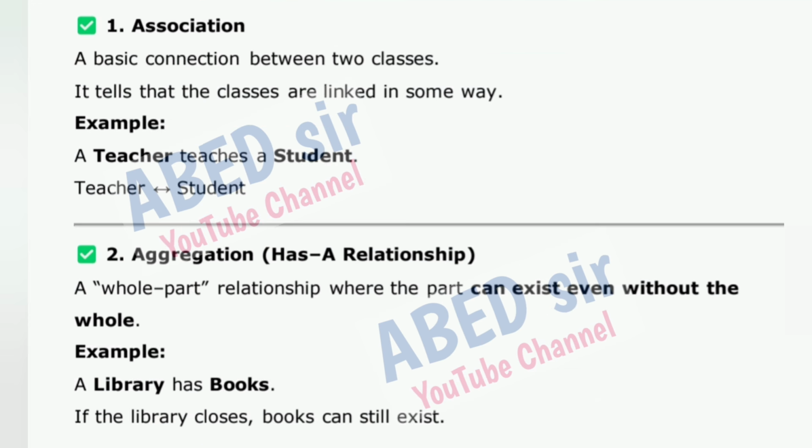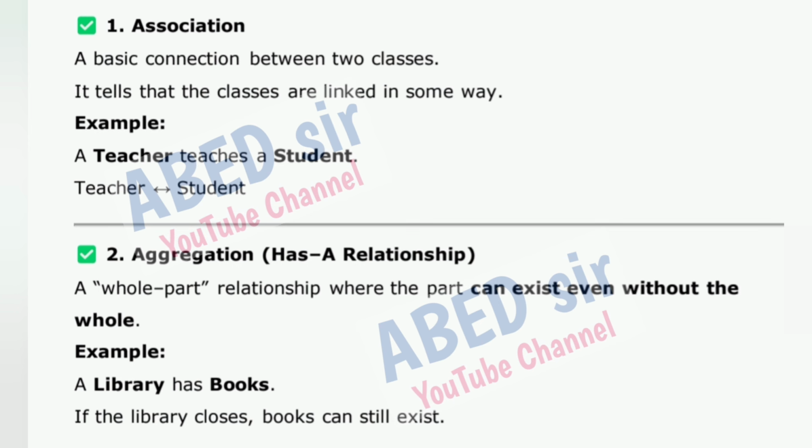1. Association. A basic connection between two classes. It tells that the classes are linked in some way. Example: a teacher teaches a student. Teacher left and right arrow student. 2. Aggregation, has-a relationship. A whole part relationship where the part can exist even without the whole. Example: a library has books.